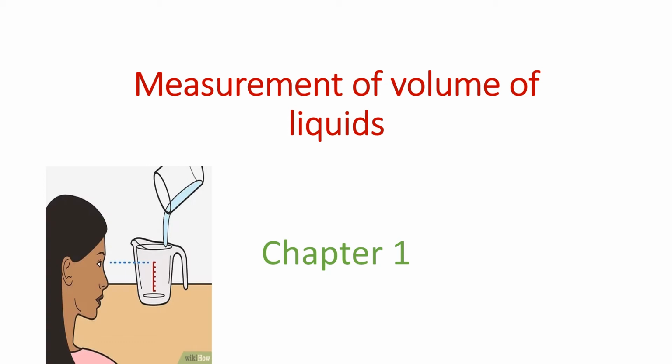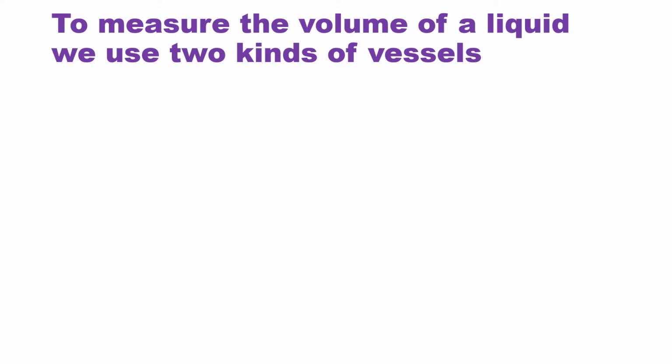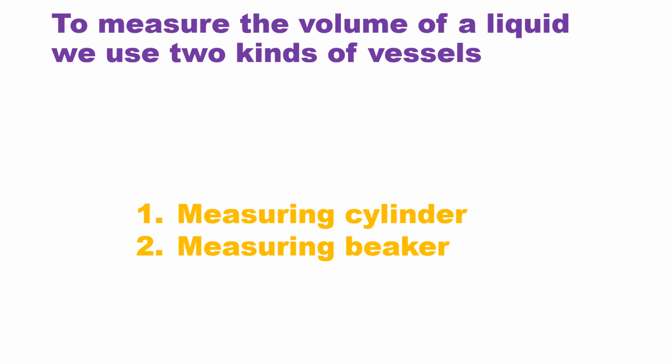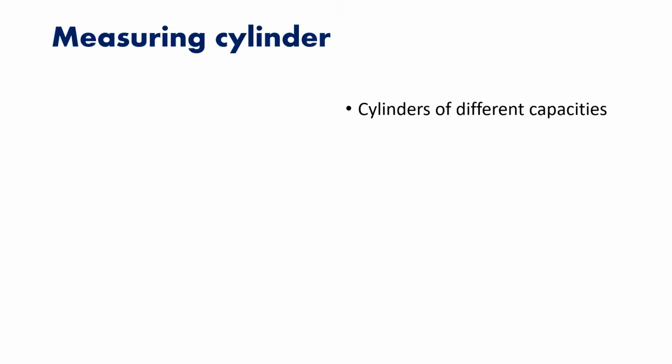Today we will be discussing the topic of measurement of volume of liquids. Now to measure the volume of liquid we use two kinds of vessels. Now which are these two vessels? One is the measuring cylinder and the other one is measuring beaker. Now let us understand about these.